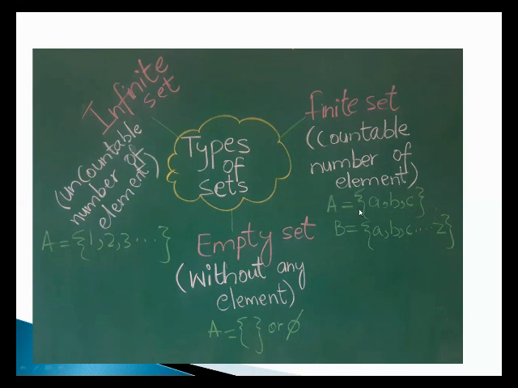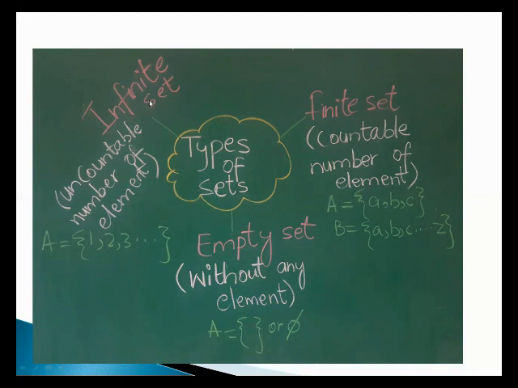Like set A, whose elements are A, B, C. So we have clear understanding that this set started from A and ends at C. Like set B, whose elements are A, B, C, dash, dash, up to Z. So we understand that this set started from A and ends at Z. All English alphabets are there. So this type of set, in which we see countable numbers of elements, is known as a finite set.